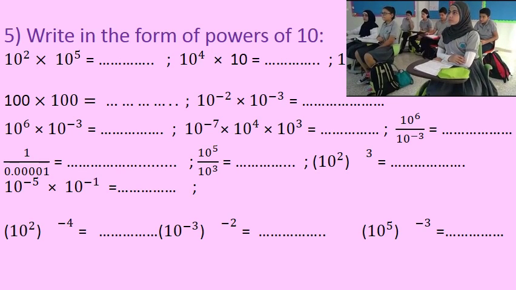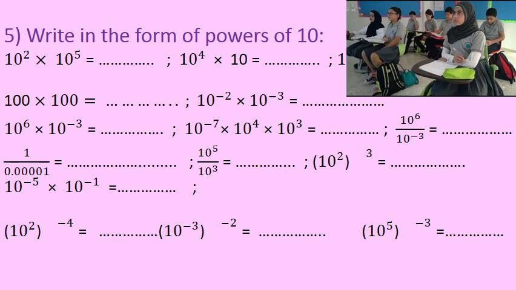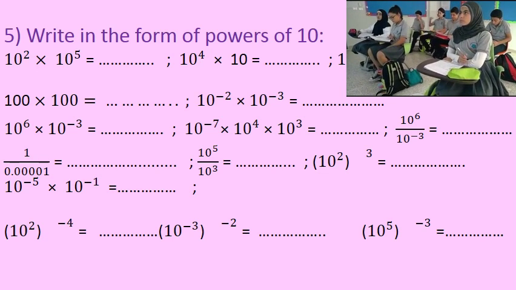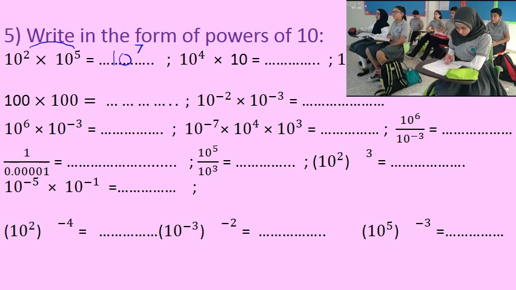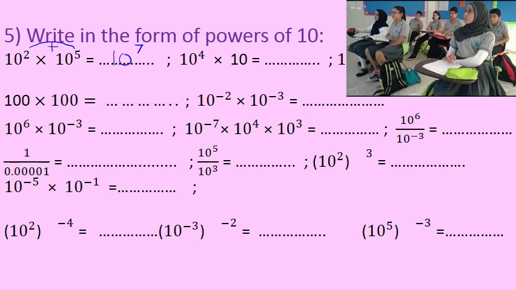Now exercise number 5. We should write the following in the form of powers of 10. Yes, Ala. 10 squared times 10 to the power 5. How did you get 7? 2 plus 5. Yes, we add because we have the same base, so we add the exponents.